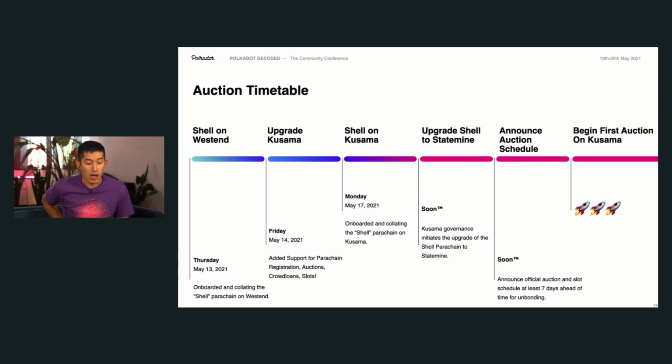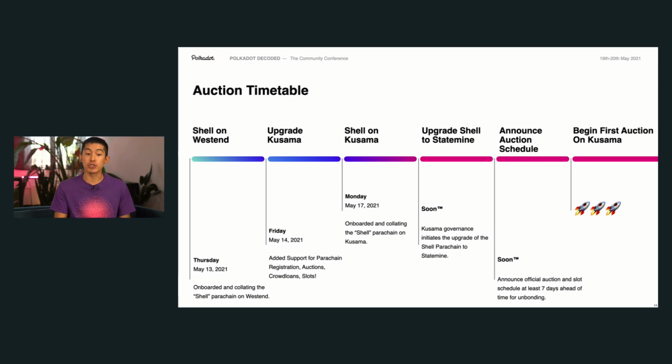So at the high level, you saw last Thursday, we onboarded and got the Shell parachain running on Westend. On Friday, we actually upgraded Kusama to support all of the parachain registration, auction, and crowdloan process. So that's already there on Kusama. Then this Monday, we actually onboarded the Shell parachain to Kusama as well.